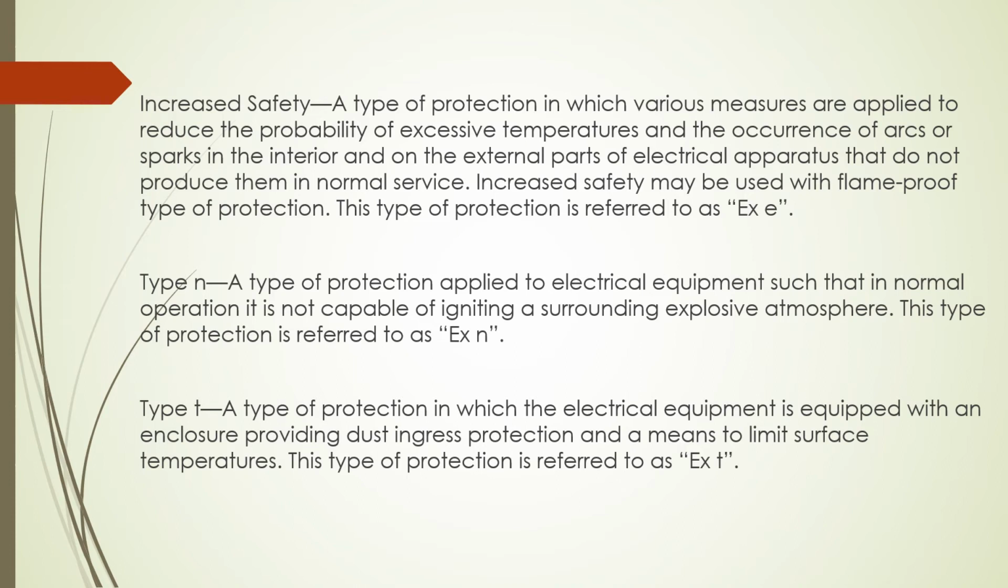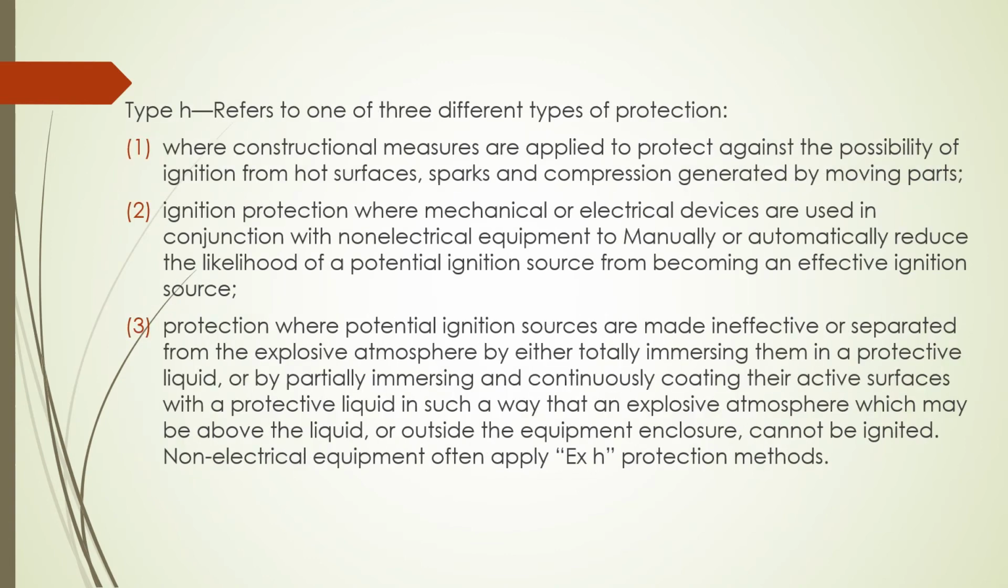Type N, a type of protection applied to electrical equipment such that in normal operation it is not capable of igniting a surrounding explosive atmosphere. This type of protection is referred to as EXN. Type T, a protection in which electrical equipment is equipped with an enclosure providing dust ingress protection and a means to limit surface temperature. This type of protection is referred to as EXT.